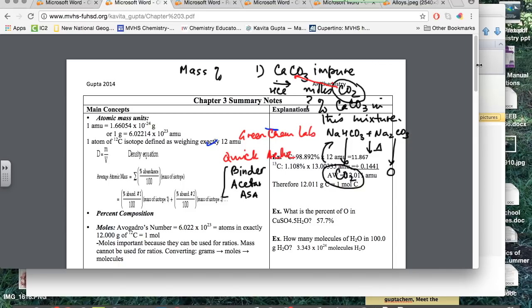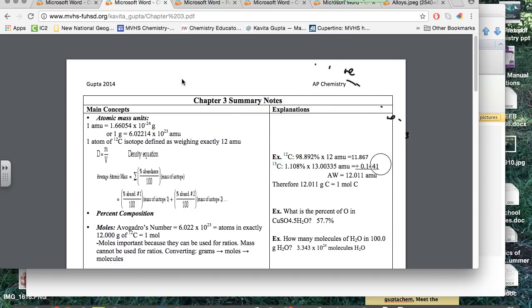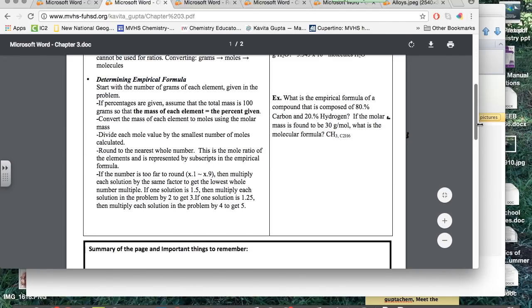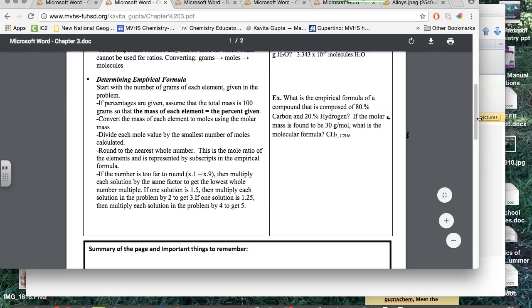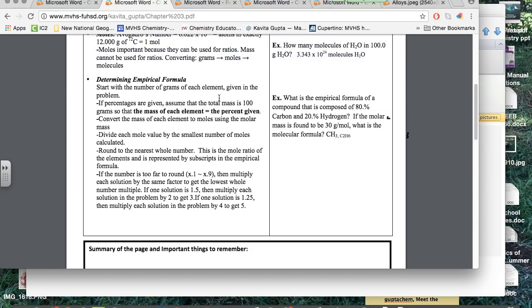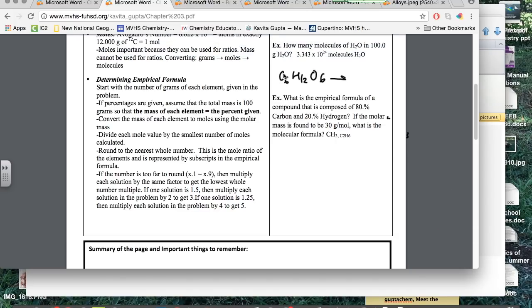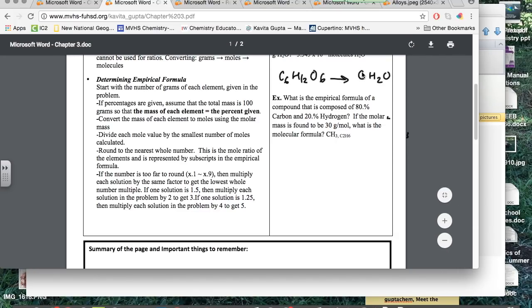Now let's talk about empirical and molecular formulas. And let's scroll down a little bit here. And you can see, as you go down the chapter 3 summary notes, we talk about empirical formula. Empirical formula is the smallest whole number mole ratio of different elements in a compound. For example, for glucose, C6H12O6, its empirical formula will be CH2O. So it shows the simplest whole number ratio of moles. Empirical formula is very easy to determine, but doesn't give off much information.